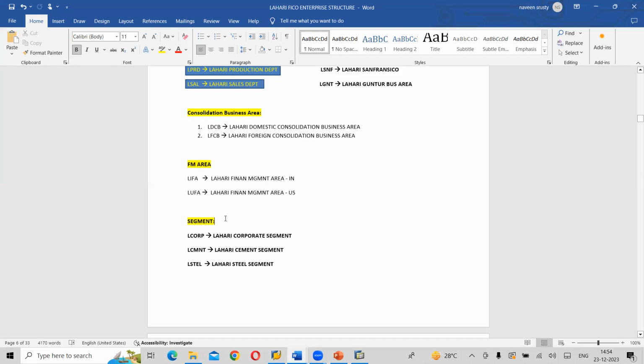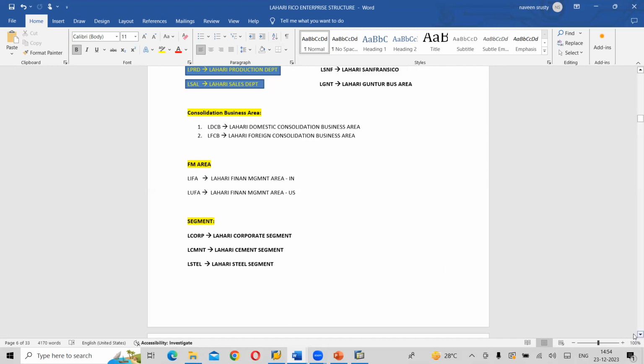Next one, segment. Okay. So we have three segments here. Corporate segment is nothing but your corporate level, that is the Lahari group of companies level. So write down corporate segment, LCORP, Lahari corporate segment. Next one, Lahari cement segment. Next one, LSTL, Lahari steel segment.